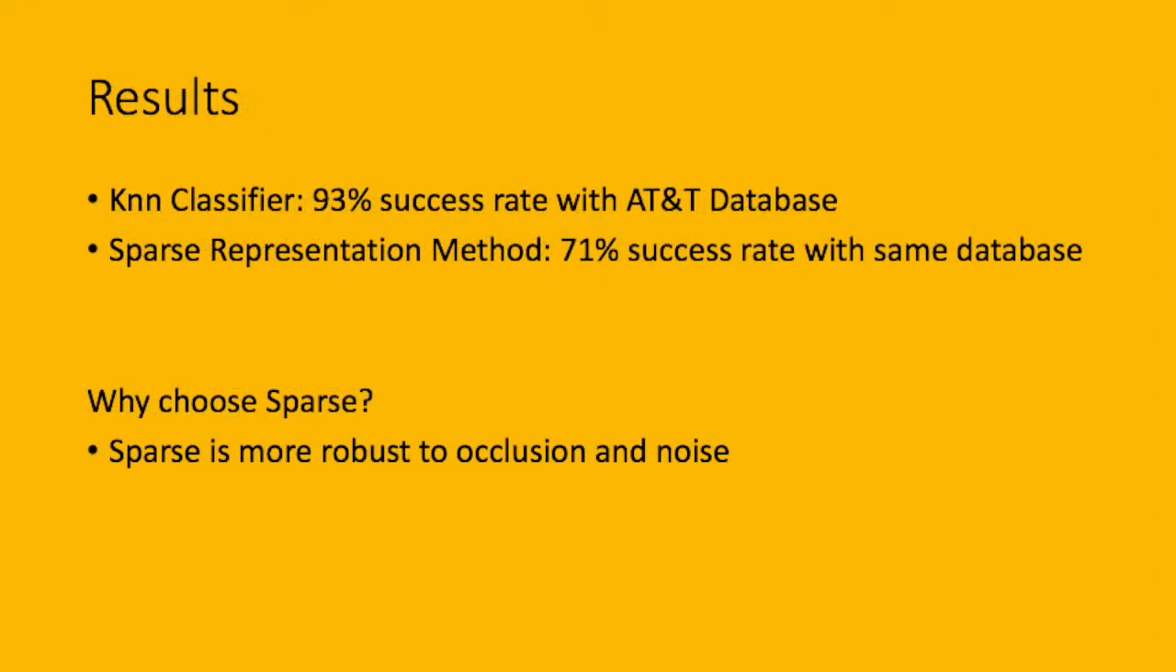After implementing both the KNN classifier and the sparse representation classifier with the AT&T database, it was found that the KNN success rate was 93% and the sparse success rate was only 71%. Our future work will include changing constraints in the L1 minimization problem to get the sparse representation classifier up to the same success rate as the KNN classifier. Once this is done, we will add noise to both systems and hopefully observe that sparse representation is more robust than the KNN classifier.